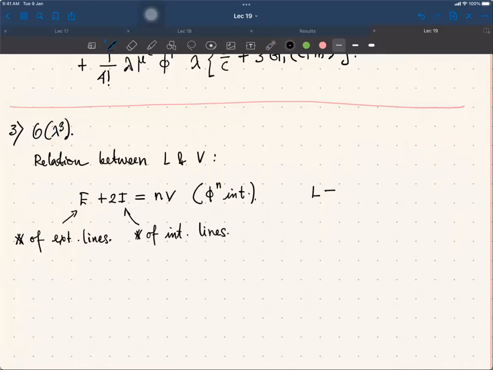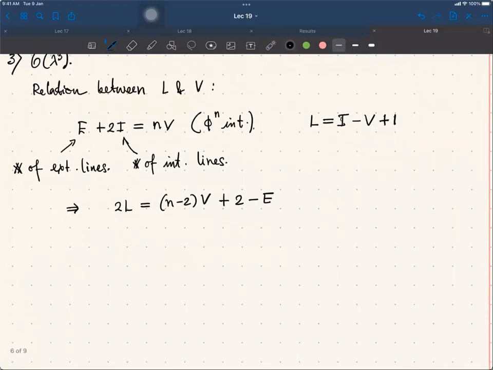Another graph equation is the relation between the number of loops, internal lines, and vertices. And using these two equations, one arrives at twice L equals (N minus 2) times V plus 2 minus E. Okay. And in our specific case of phi-fourth theory, where small n is equal to 4, it will reduce to L equals (V plus 1 minus E by 2).